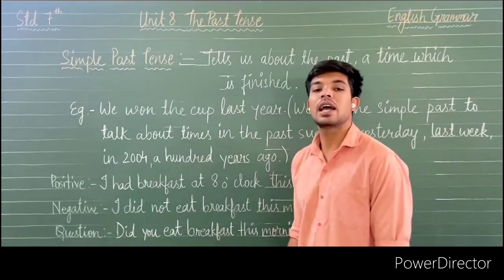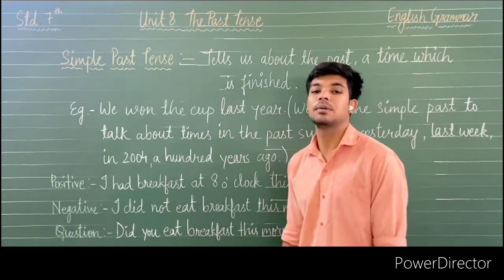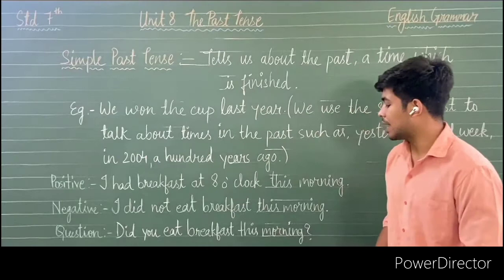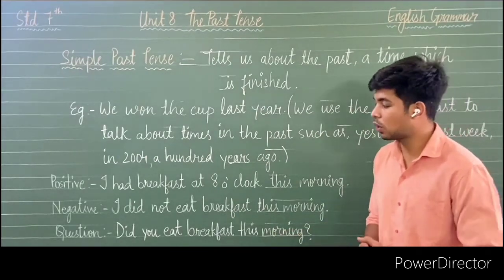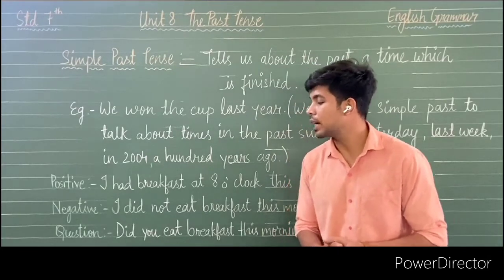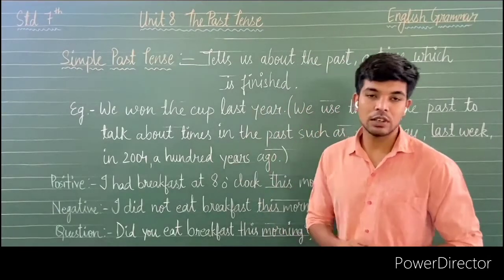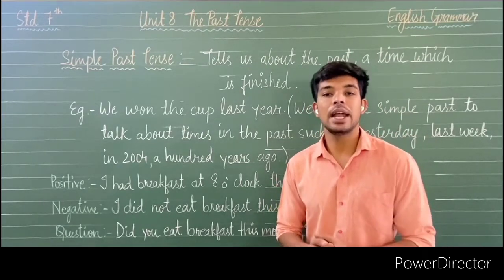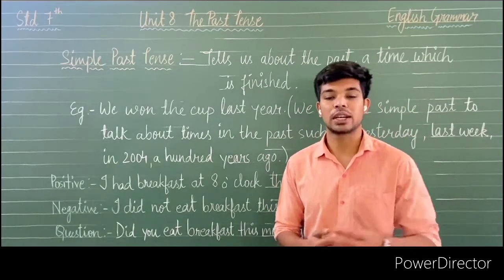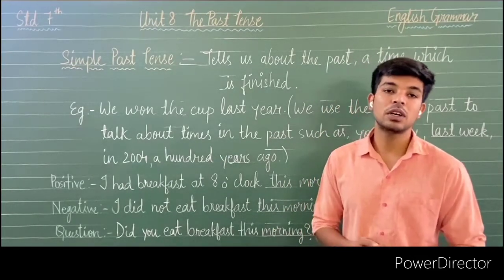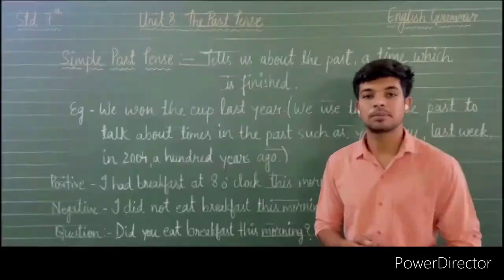Then after, we have the question form of simple past tense. Did you eat breakfast this morning? So, when we are changing any positive or negative sentence into the question form, we will replace the position of the verb and the subject. So this is the question form of the simple past tense.